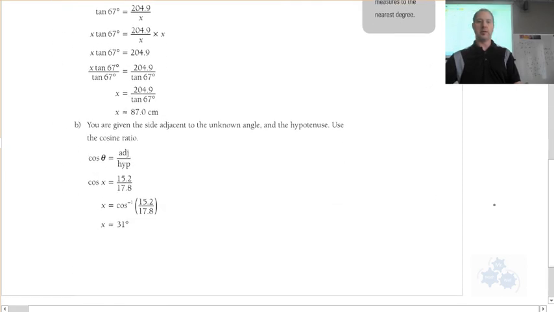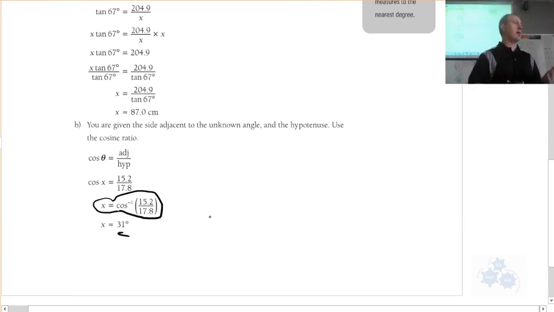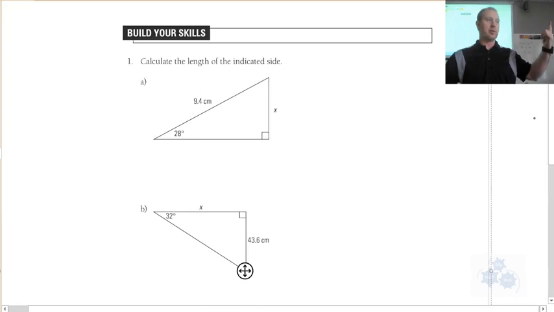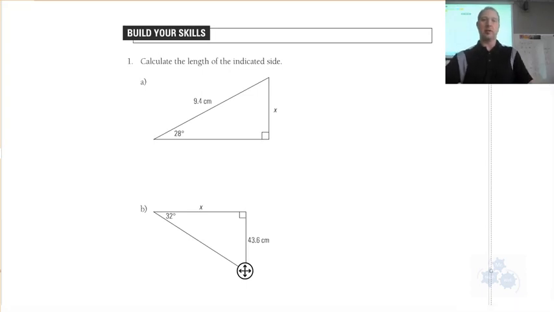Let's see what the solution says. Look at that. They've done the exact same thing as we did. They've rounded to the nearest degree, which is fine as well. If you have one decimal place, even better. Okay? All right. So let's do one question from the Build Your Skills. I'll get you started with one question.